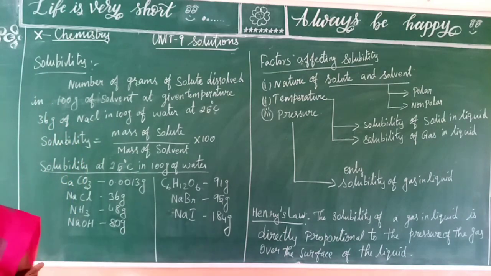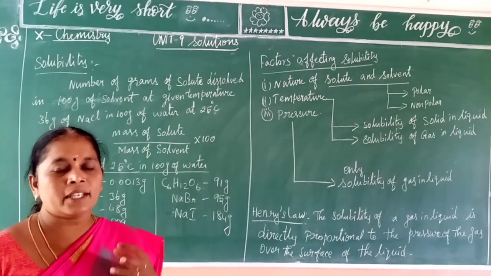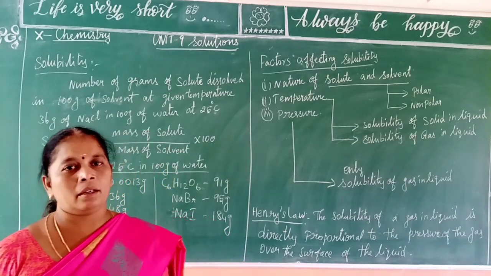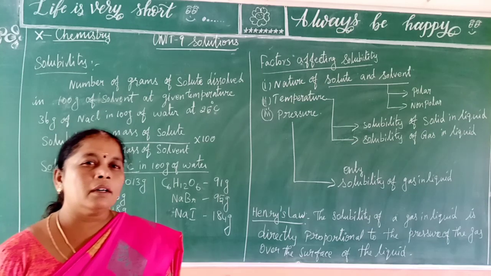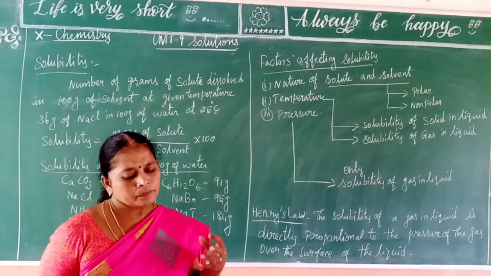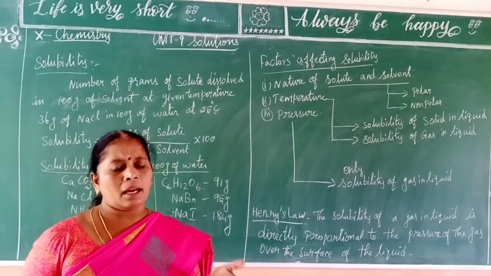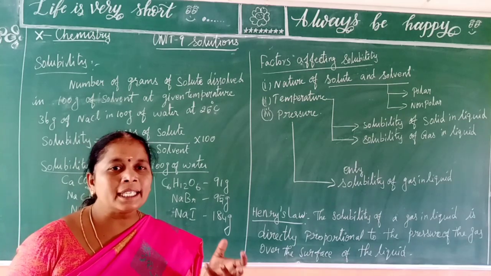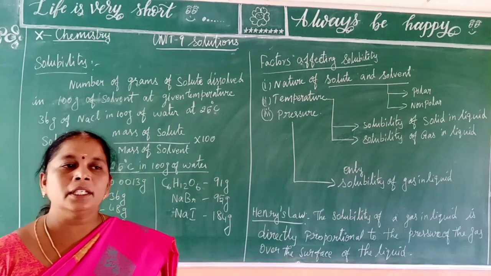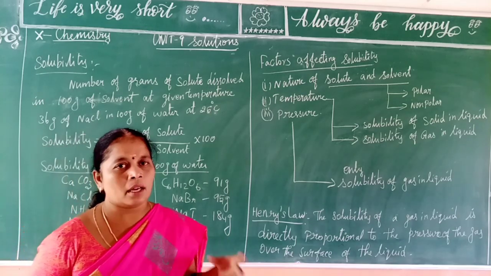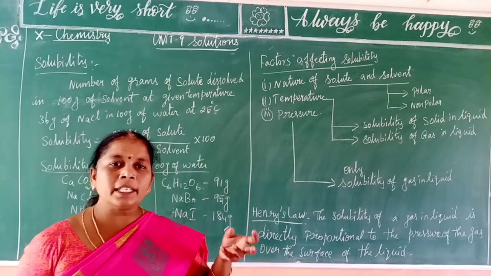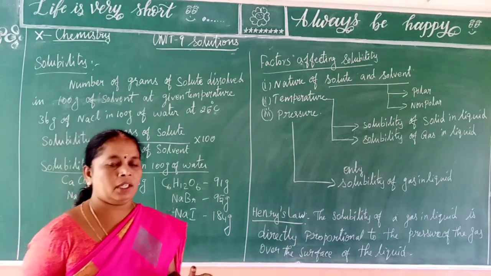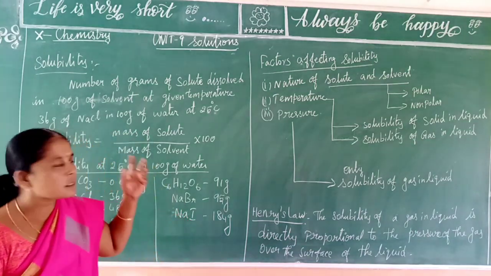What is solubility? Solubility means dissolving manner. What is the dissolving manner? How will it be dissolved? That is given by 100 gram of water. In 100 gram of water, how many grams of solute particles? That is, 100 gram of water is a solvent, and how many grams of solute will be dissolved in it at a particular temperature? That is known as solubility.